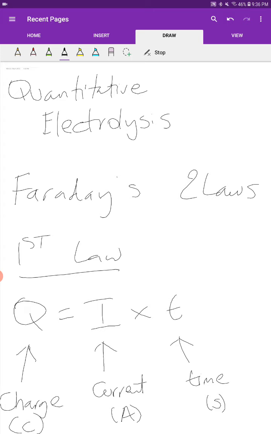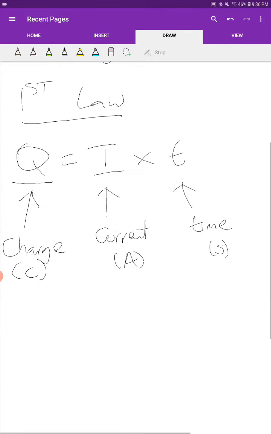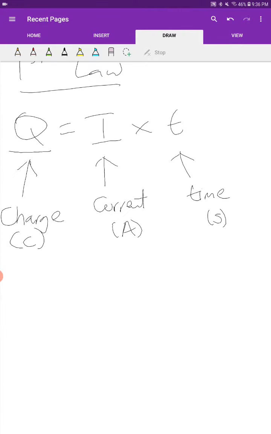Alright, so what the first law says to us is that the amount of charge that is flowing through a circuit depends on the size of the current that's flowing through the circuit. So the larger the current, the greater the charge, and also the length of time that current flows through the circuit. So if the current is flowing for a longer time, there will be more charge flowing through the circuit compared to if the current is flowing for a shorter period of time. Okay?